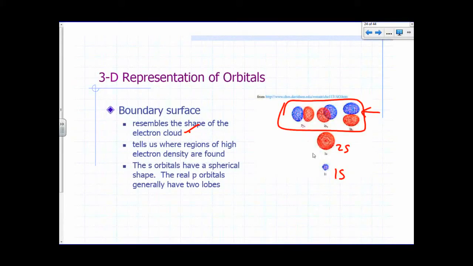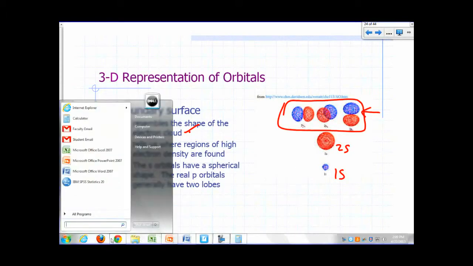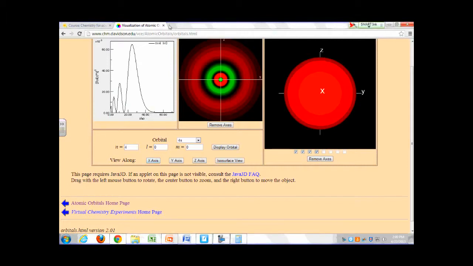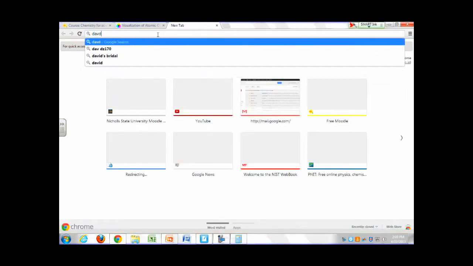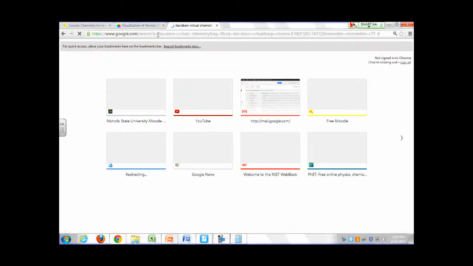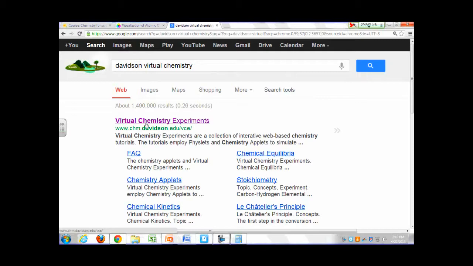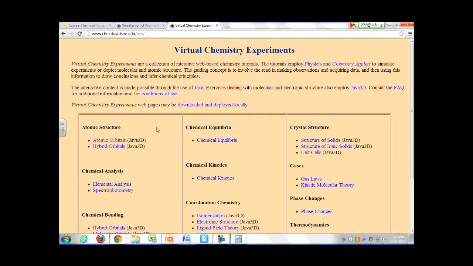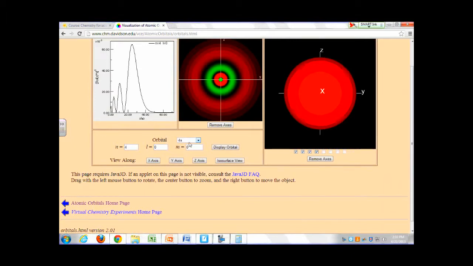Let me show you a really nice website that will help you visualize these. You can go to this website by doing a search for Davidson College Virtual Chemistry. When you get there, you click on Virtual Chemistry Experiments, and you can click on Atomic Orbitals. You're going to need a plugin for your computer called Java 3D to be able to see these visualizations. So I have it here, brought it up here.